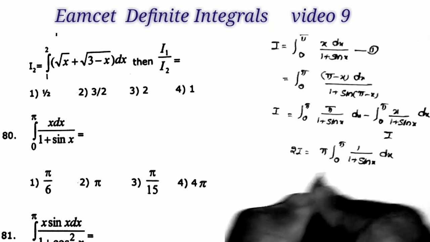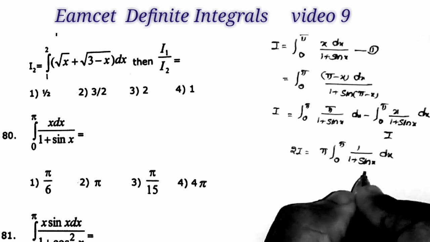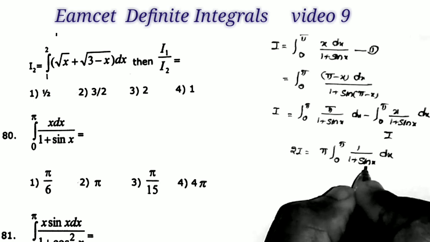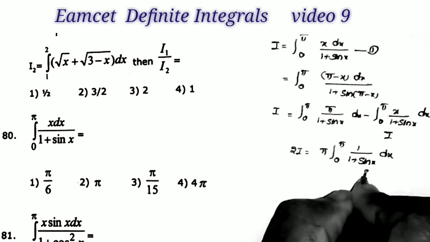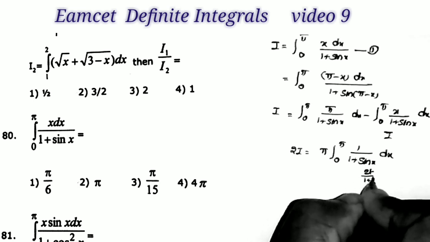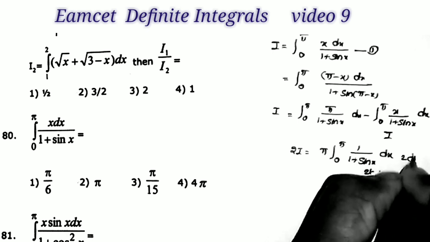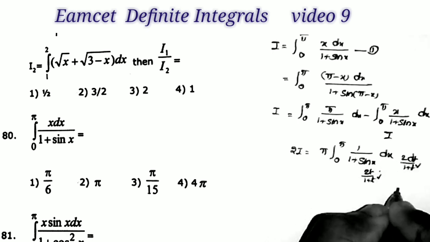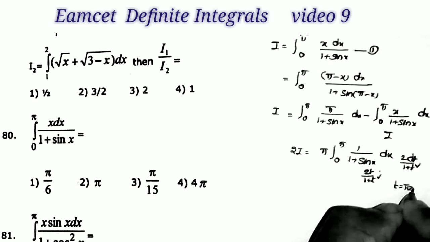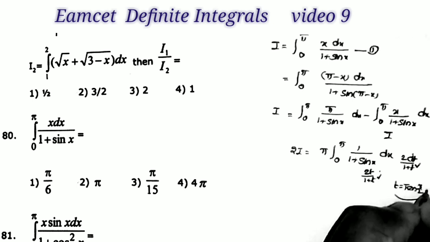Now taking 1 by 1 plus sin x, what is the procedure to solve this question? We have to replace sin x is equal to 2t by 1 plus t square and dx is equal to 2 dt by 1 plus t square, and t is equal to tan x by 2. These are the formulas to find the integration for this question.